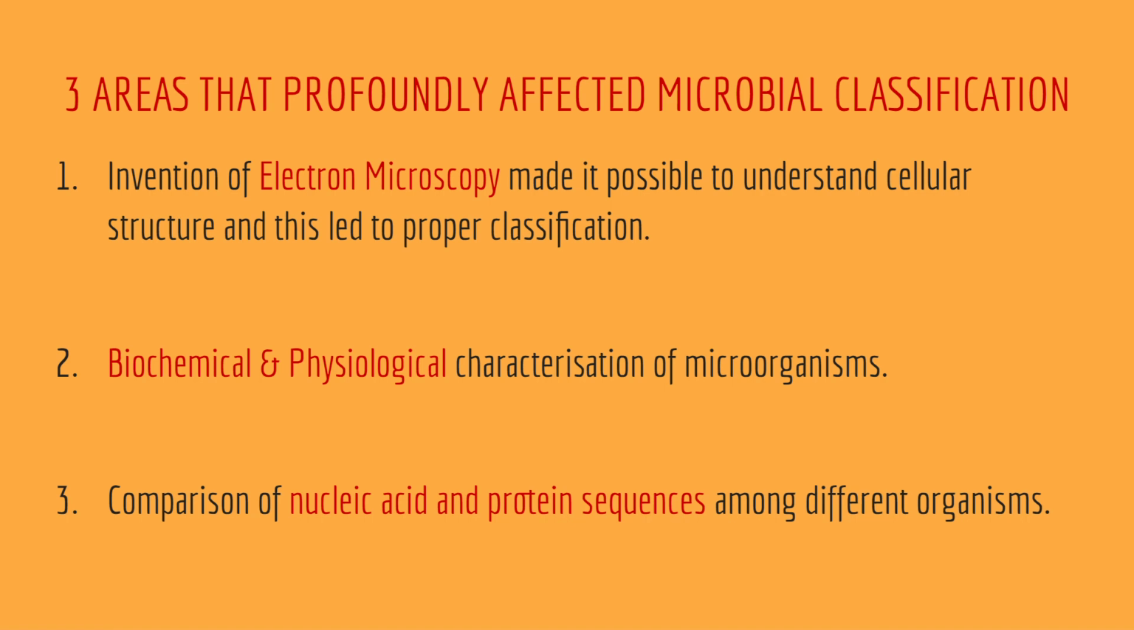Improvements in three areas of science affected the classification of microorganisms. Firstly, the invention of electron microscope, which made the visualization for proper classification. Then, the biochemical and physiological characterization of microorganisms. Thirdly, the comparison of nucleic acid and proteins among different organisms by sequencing their nucleic acid compositions.